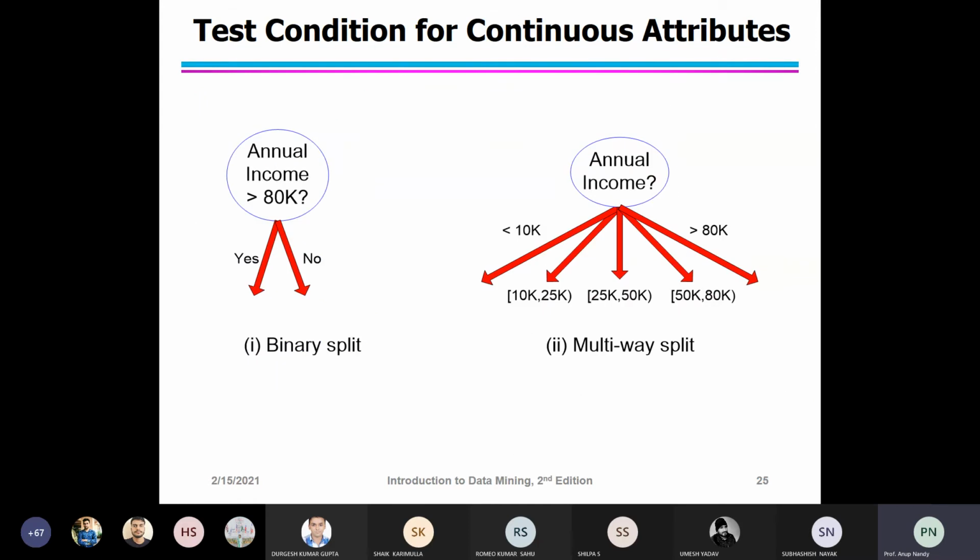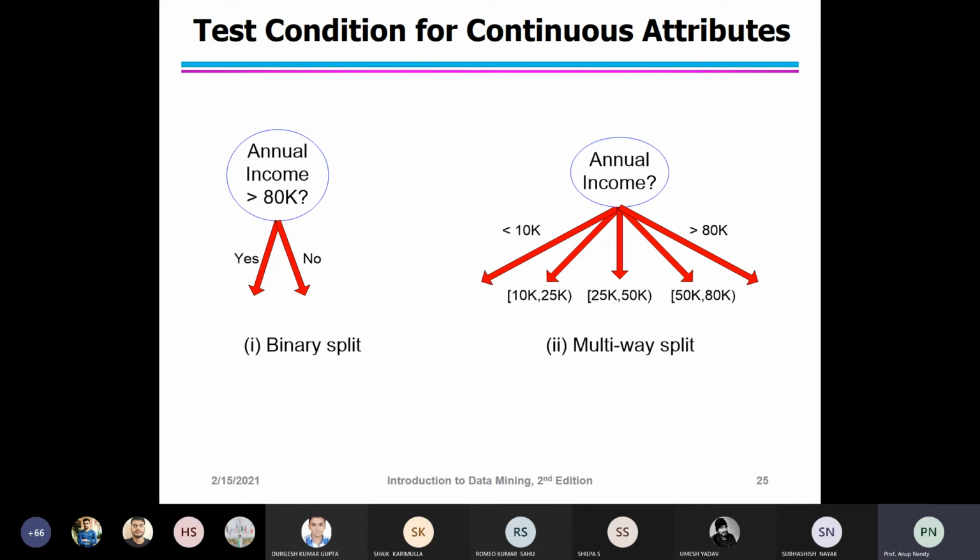Now next is the test condition for continuous attributes. In a continuous attribute, the test condition can be expressed as a comparison test. Suppose A is less than V with a binary outcome, or you can have a range query with outcomes in the form of ranges. Both are possible in this way.